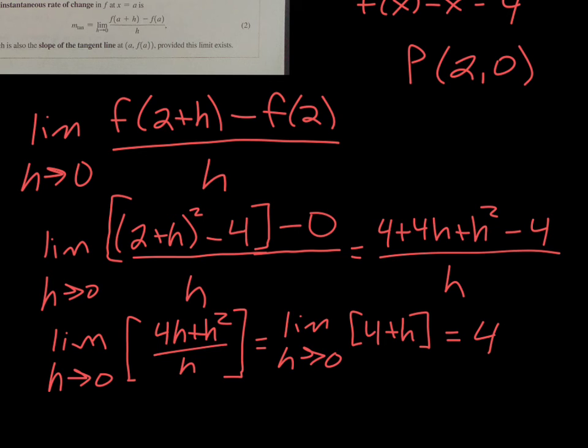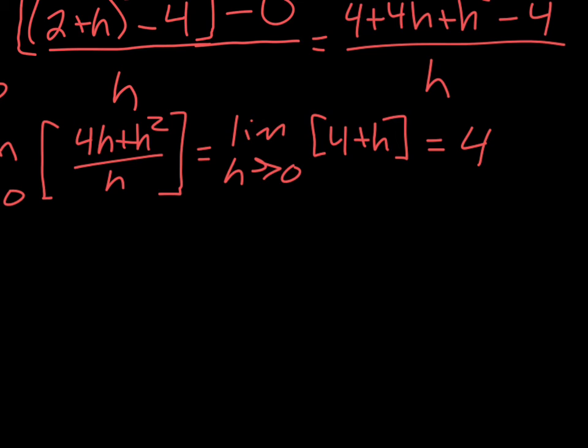So that was part A. Use the definition to find the slope of the line tangent to the graph f at P. That's just what we did. Determine an equation of the tangent line at P. So then we have a point and we have a slope. So part B would be y minus 0, because that was the y value, equals 4 times x minus 2.